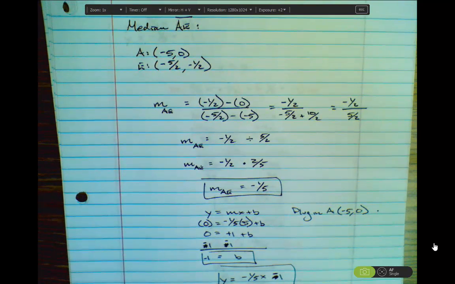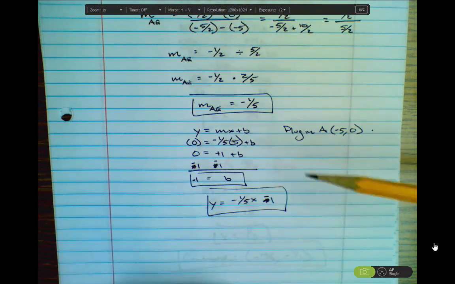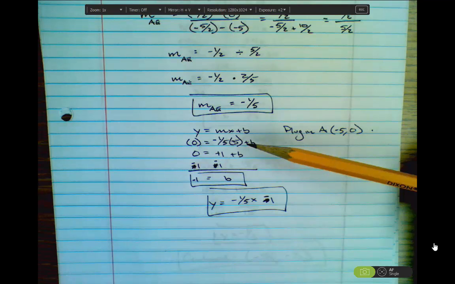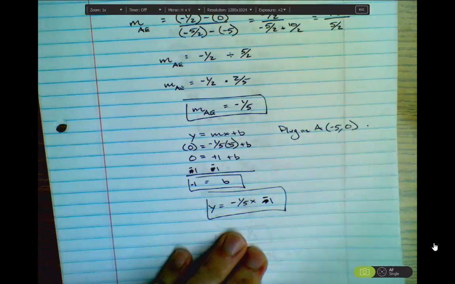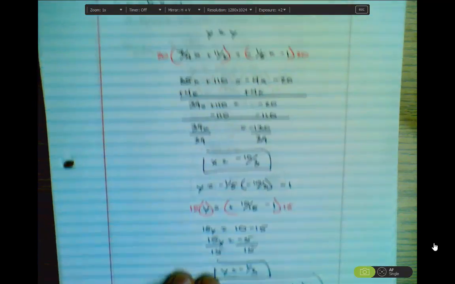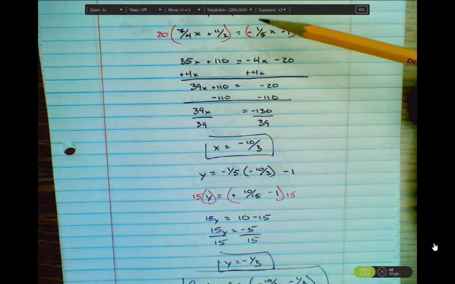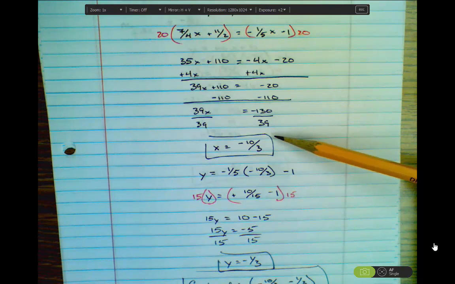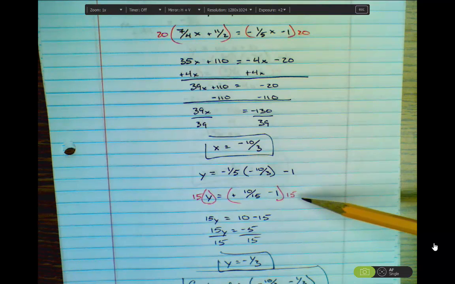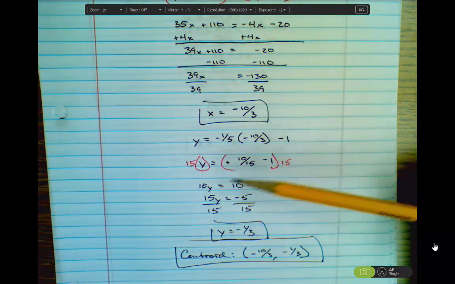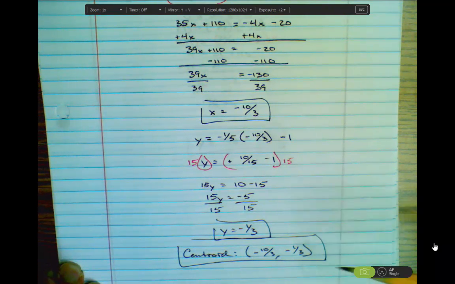For my second median, I'm going to choose AE. So I have my two points. I find the slope, and once I have the slope, I plug in point A. Point A had an x value of -5 and a y value of 0, and I get my equation. I have my system, and I set them equal to each other. The LCM I'm going to multiply by is 20. I would solve that through. At the end here, 13 goes into both when you simplify your fraction. And again, when I plug it back in, I multiply both sides by 15 to clear the fraction. My centroid is (-10/3, -1/3).